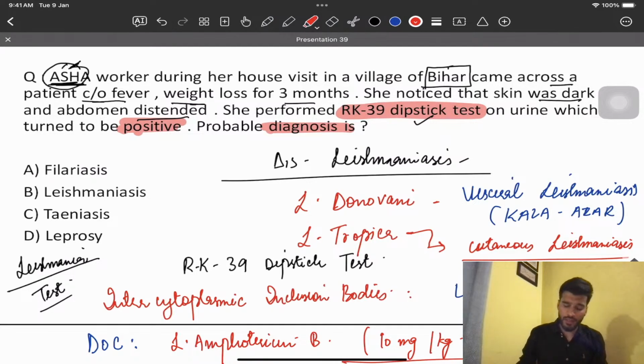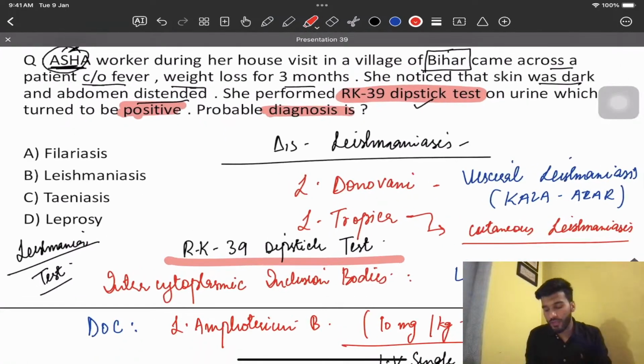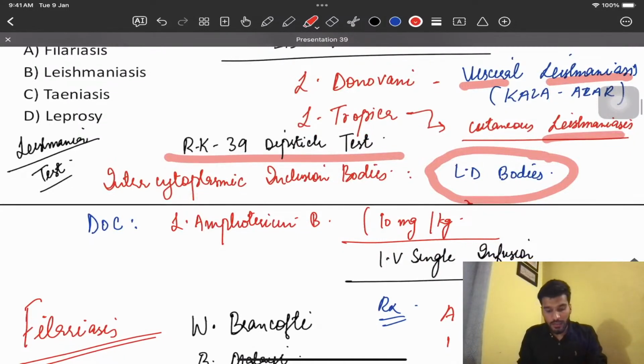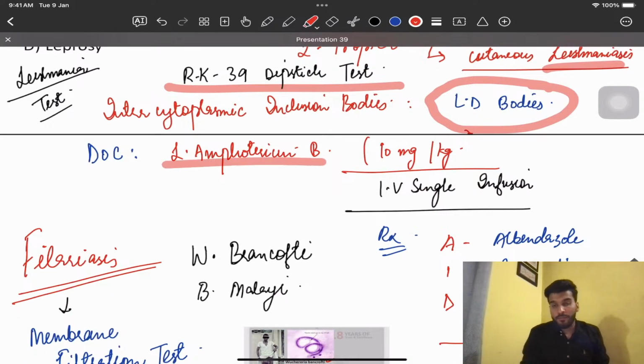I will again discuss a bit of leishmaniasis, guys. The test that we do is RK39 dipstick test. The intracytoplasmic inclusion bodies that we have are called LD bodies. L. donovana causes visceral leishmaniasis, and L. tropica causes cutaneous leishmaniasis. The drug of choice is L-amphotericin B, and this L-amphotericin B is also a drug of choice for mucormycosis. Remember that. And one more condition, guys, cryptococcal meningitis. So for all the severe fungal infections, the drug of choice is L-amphotericin B.